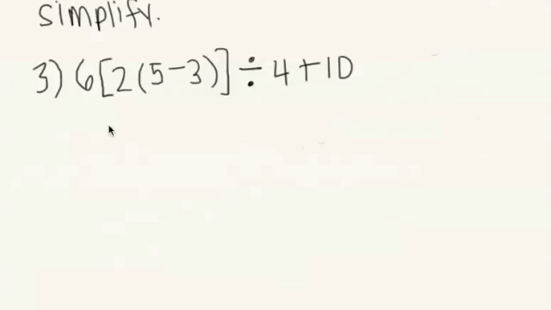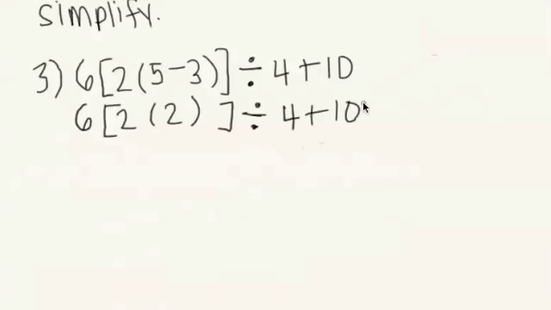So the 5 minus 3 is going to give us 2. Okay, so I'm just rewriting all of this stuff here. The stuff that we don't need, I'm just recopying it. And then let's finish out what we have in the bracket here. So we have 2 times 2, which is going to give us 4.